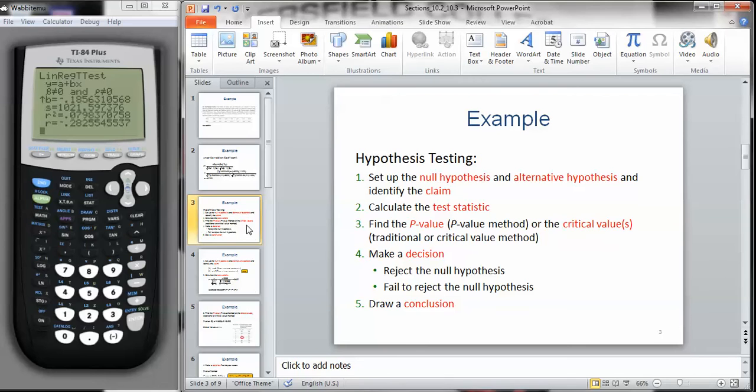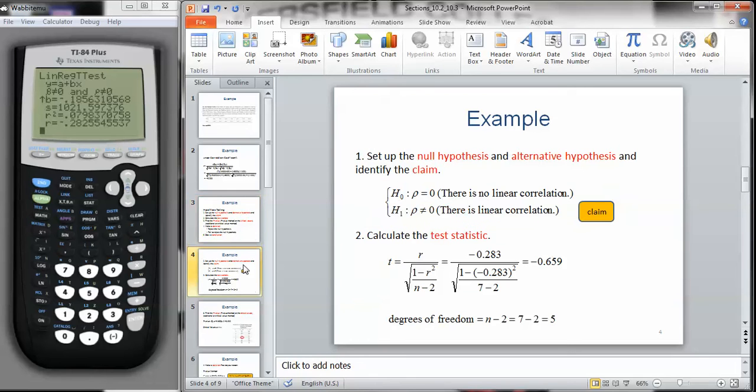Then let's work on the hypothesis testing. So here are the major 5 steps that I have been mentioning since chapter 8. So for the first step, setting up the hypothesis. Here the claim is there is linear correlation, which means your linear correlation coefficient shouldn't be 0. Here we use rho not equals 0 as our alternative hypothesis, and that's the claim.